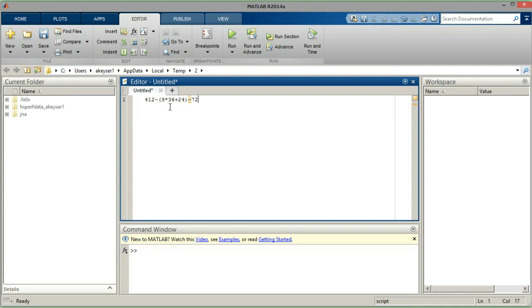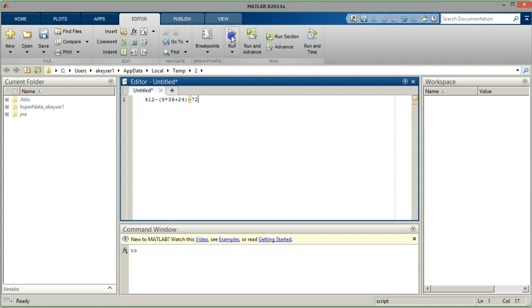So in this way, what we're telling MATLAB to do is first look at these parentheses here. Within these parentheses, it's saying multiply 9 and 36, and then add 24. That is what you're telling MATLAB to do. Then it's saying take 412 minus this number, minus 72, that's what I want. And when you enter that, MATLAB will read it in the mathematical way. So you have to enter things according to the order of operations, else MATLAB will do something different.